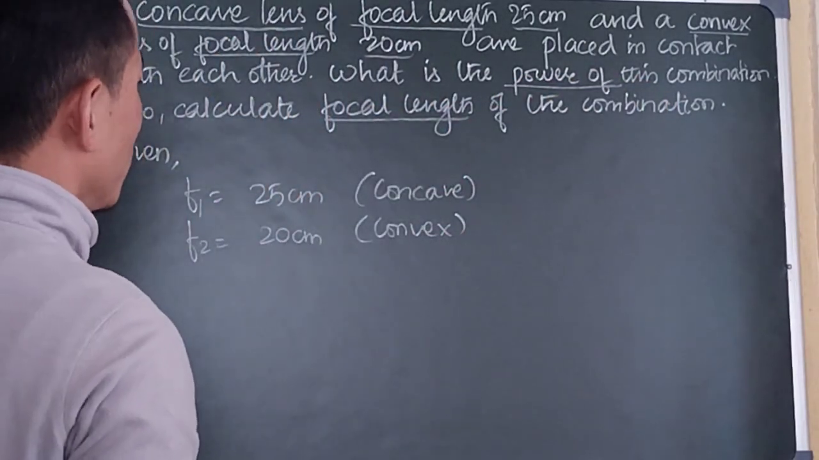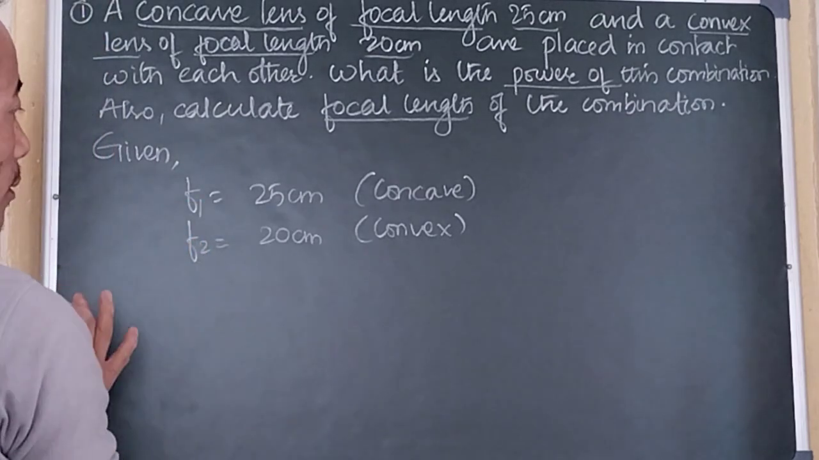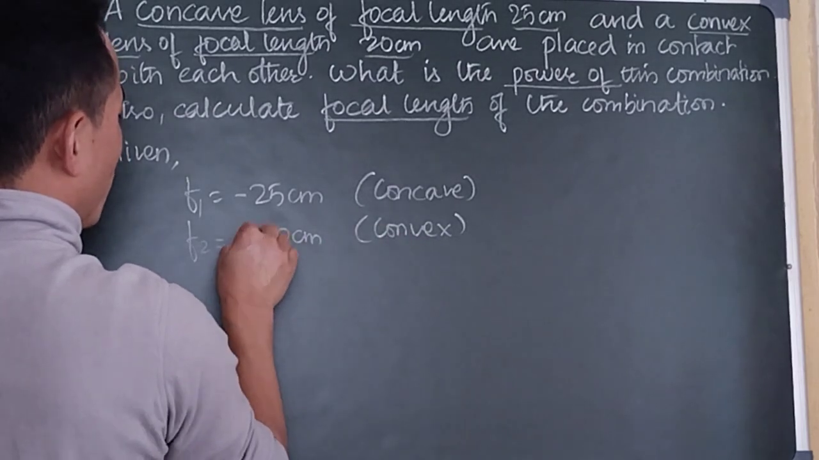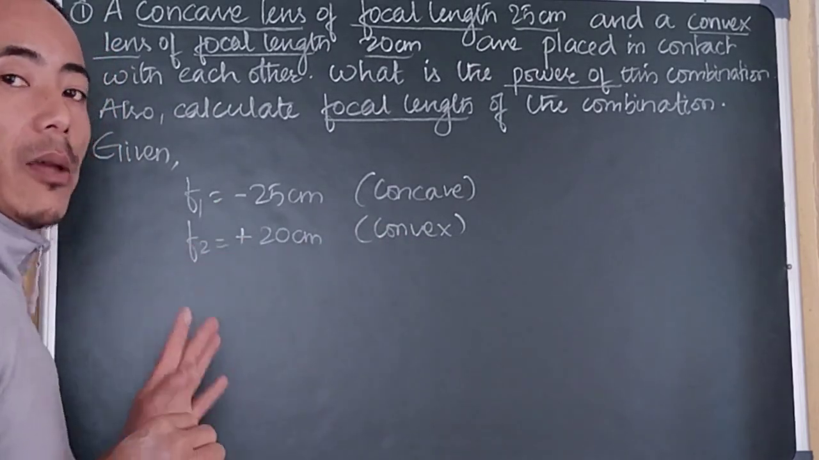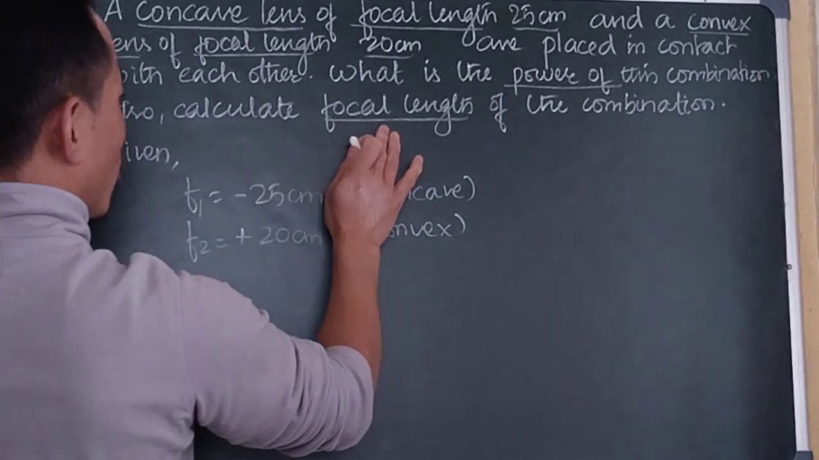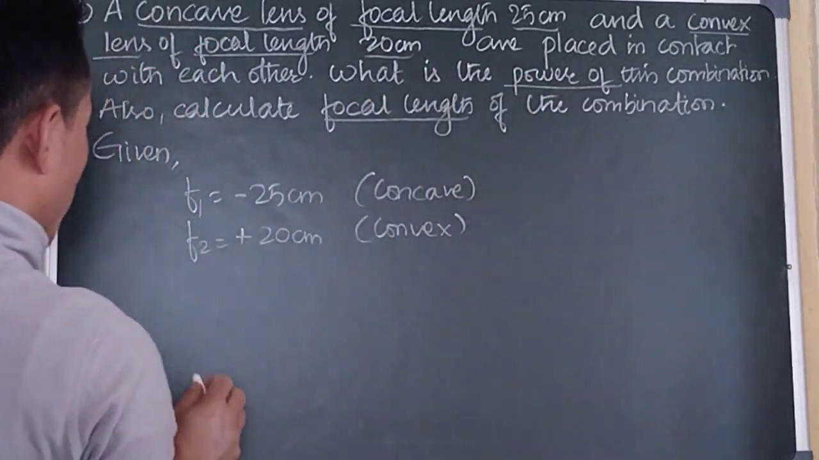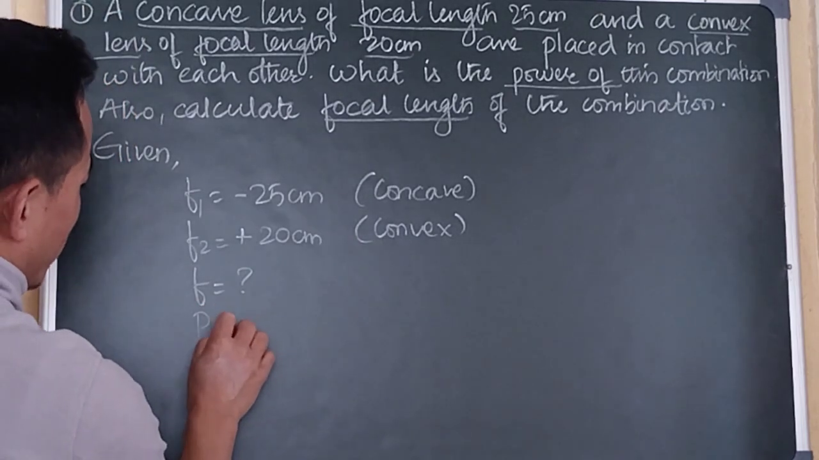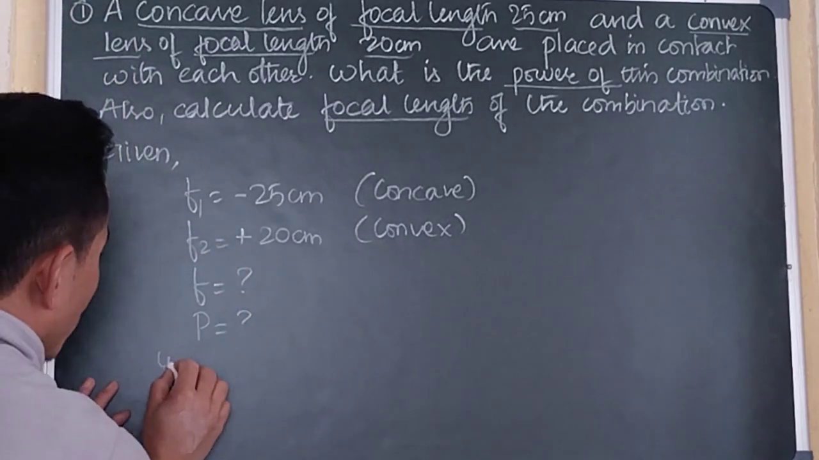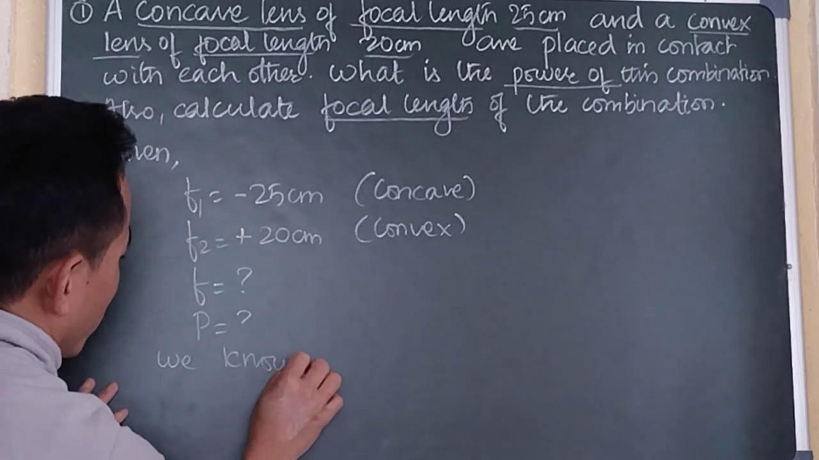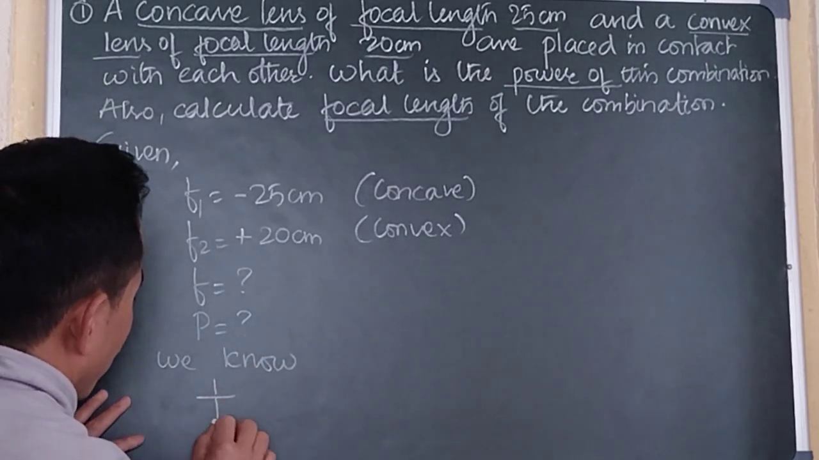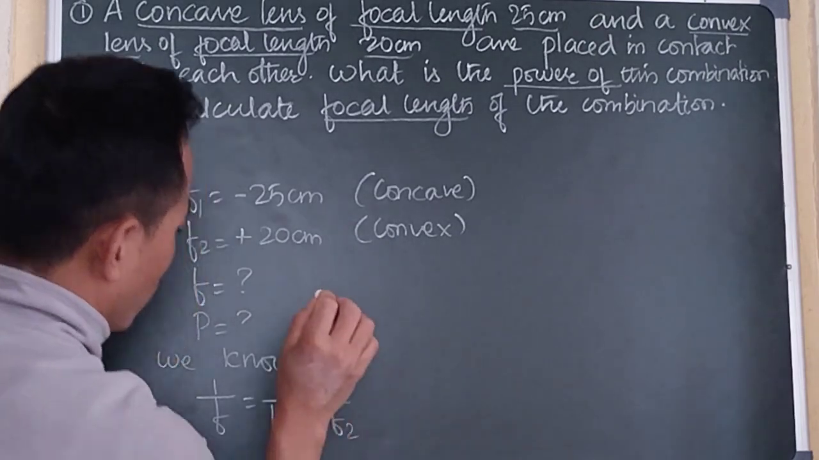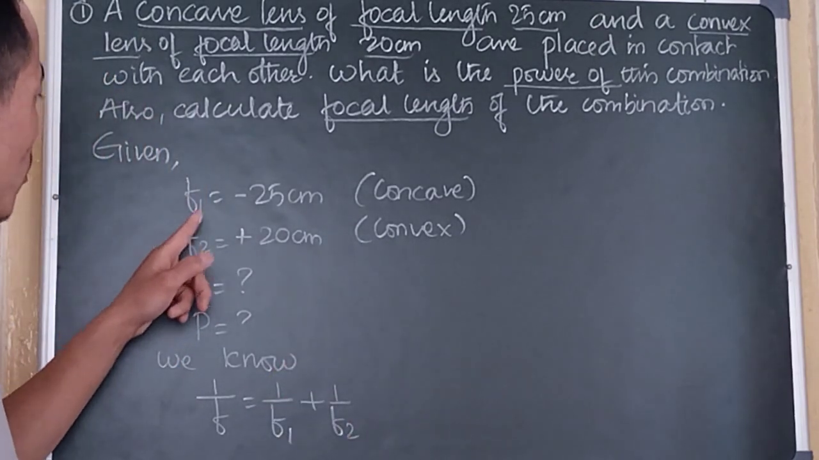Before we do anything, we have to use the sign convention for the focal length. Concave will have negative focal length, convex will have positive focal length. So this step is very, very important. Now let's first calculate the equivalent focal length and then we can calculate the power. We know the formula for calculating the equivalent focal length: 1 by f equals 1 by f1 plus 1 by f2. So you put the values of f1 and f2 along with the sign.